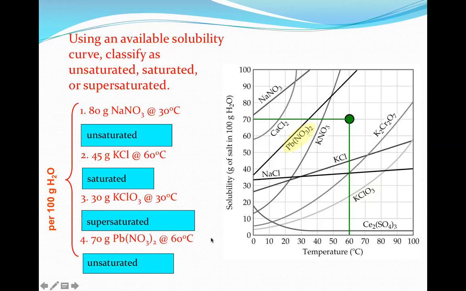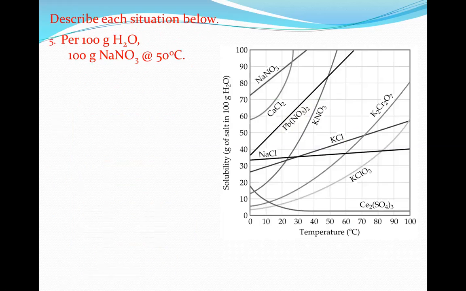Okay, that's really all there is to being able to read one of these curves: interpreting where your point is, whether it's on, above, or below the line. All right, let's look at another one. This is a little bit more complicated.